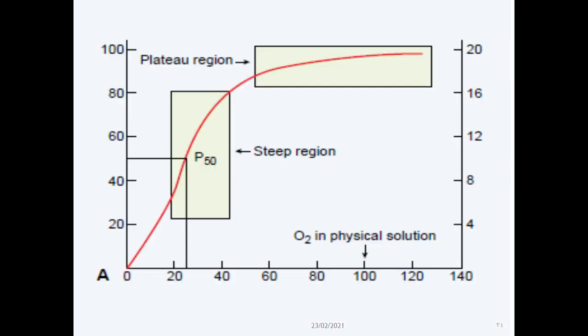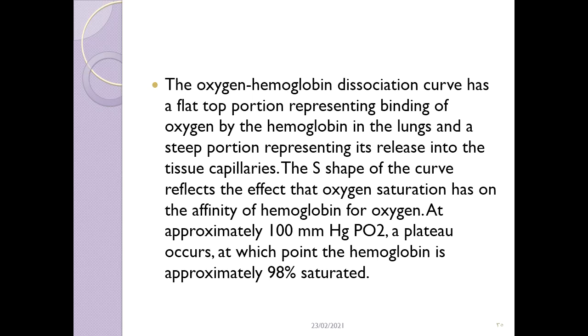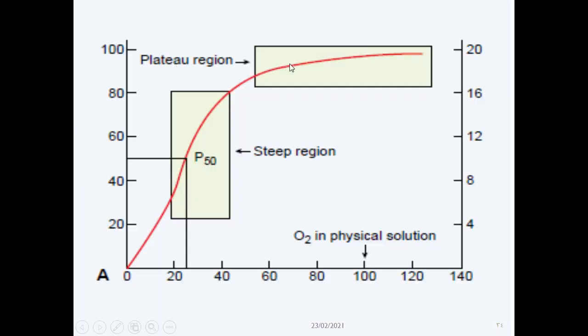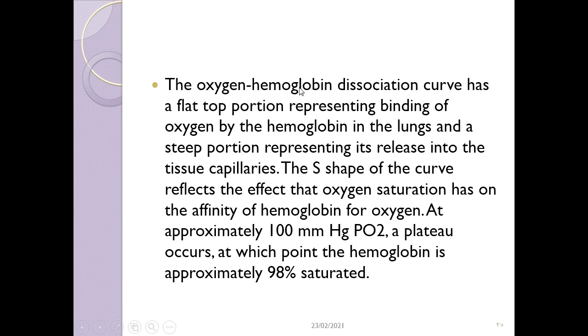The oxygen hemoglobin dissociation curve has a plateau region. It has a flat top portion representing the binding of oxygen by hemoglobin in the lung, and a steep portion which represents the release into the tissue capillaries. This is the plateau portion and this is the steep region. The steep region represents the release of oxygen in the tissue, and the plateau region represents the oxygen in the lung.